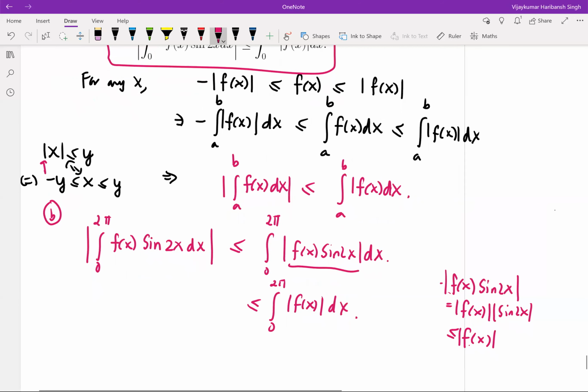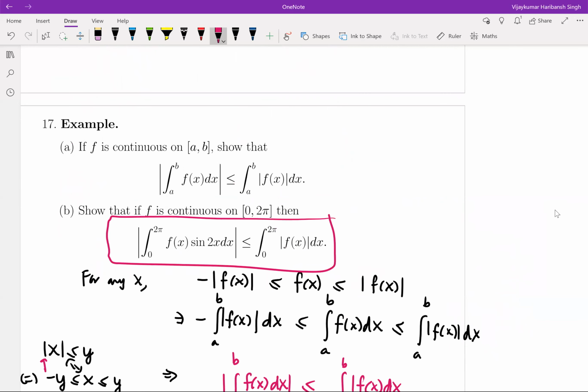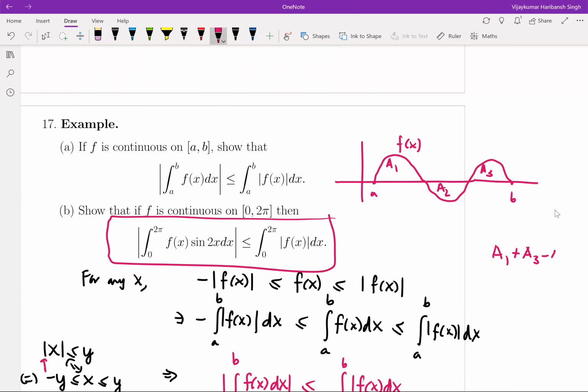Now, if you want to look at it graphically, let's look at the following result graphically. So here you have a function. This is your f of x. When you are integrating from a to b, you are finding the signed area. So if this is a1, this is a2, this is a3, then the integral represents a1 plus a3 minus a2. This is what your integral from a to b of f x dx represents.